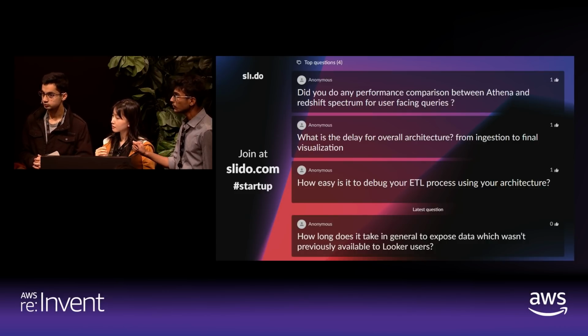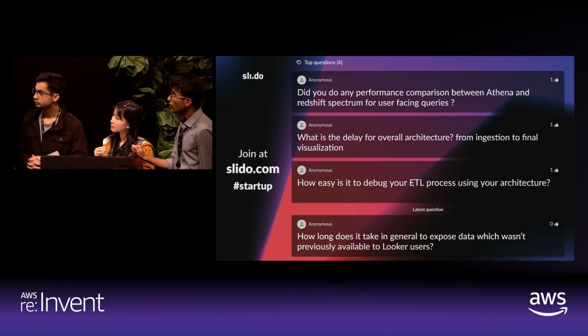Please. So did you do any performance comparisons between Athena and Redshift Spectrum for user-facing queries?